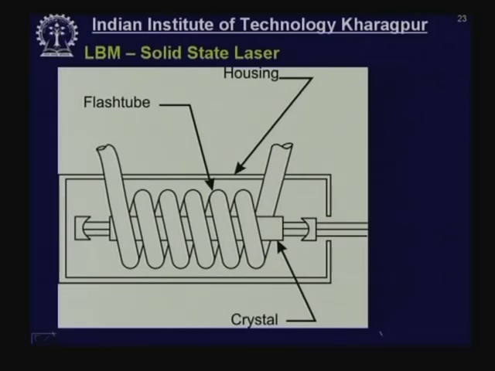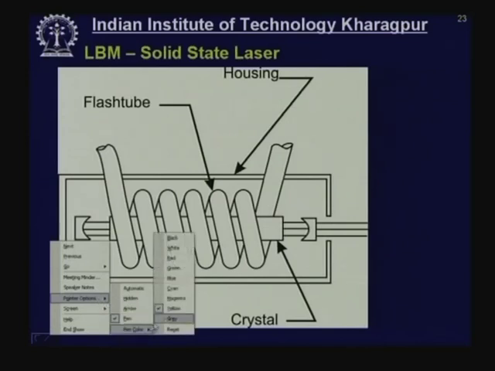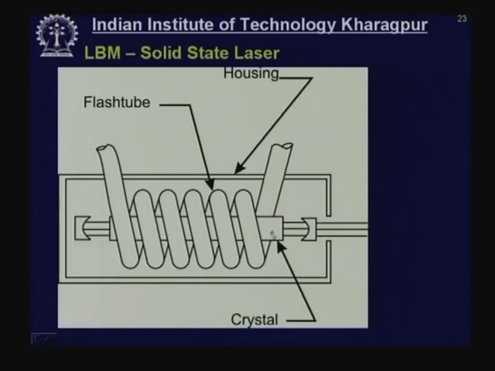Say for example, what we have here is a schematic of a solid state laser. This particular part, say, is my ruby rod. So, that is my lasing medium. Around that, I have a flash tube. This is my flash tube. This flash tube optically pumps energy within the ruby rod, so that electrons which are at ground state can be put to the higher energy state, and this is the housing.